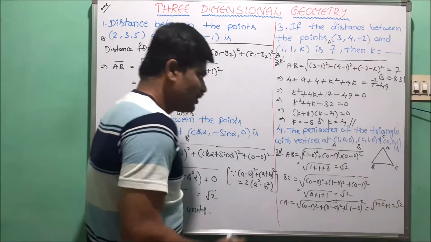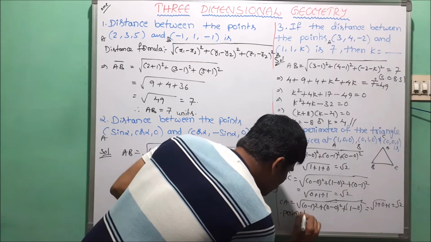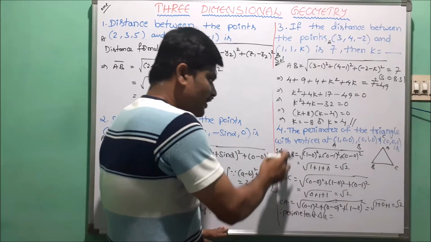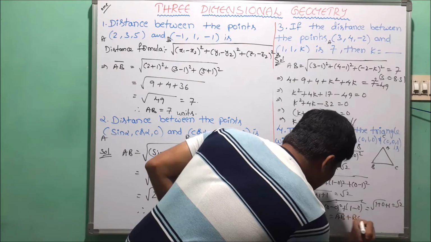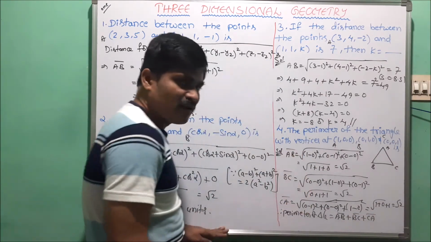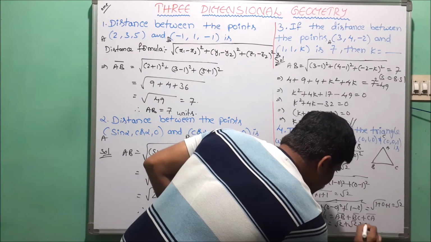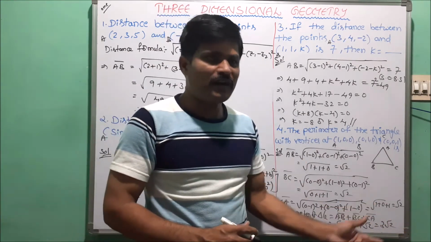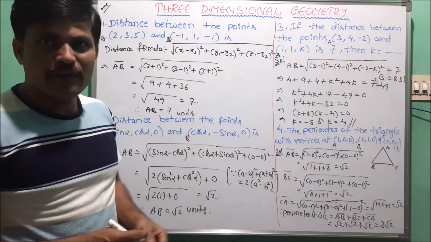Now the perimeter of the triangle. The perimeter of the triangle equals the sum of all sides, that is AB plus BC plus CA. These are the lengths of the sides, that equals root 2 plus root 2 plus root 2. Total value is 3 root 2. So this is the perimeter of the triangle. This is the solution. Now we note down these 4 problems, and then continue with the remaining problems.